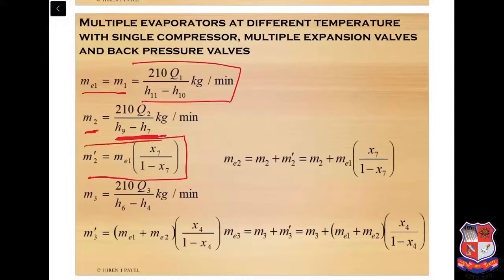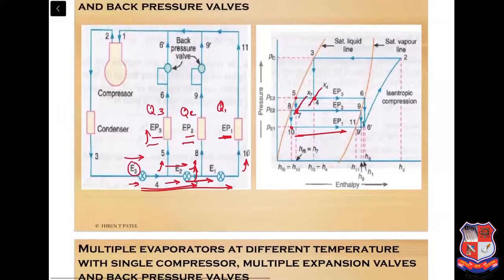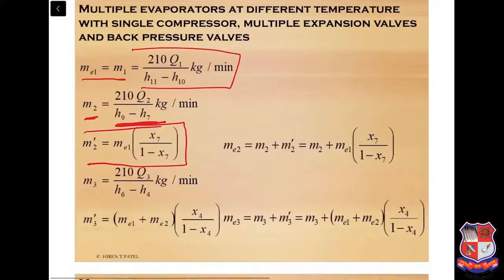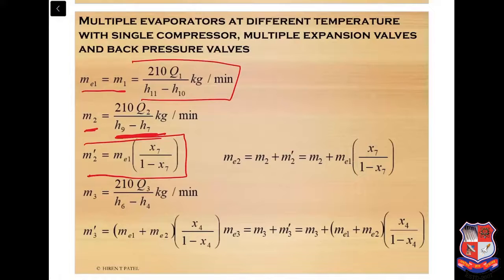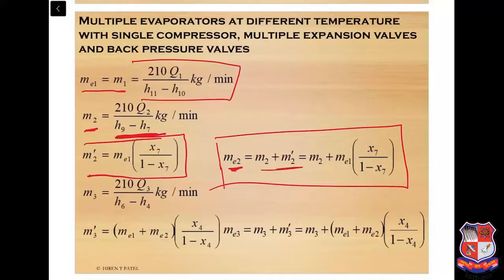So M2 dash will be given by the equation Me1 into X7 divided by 1 minus X7, that is the dryness fraction available at this point. So the total mass that is required to circulate through the second evaporator is M2 plus M2 dash, same as M3, that is 210 Q3 divided by H6 minus H4.